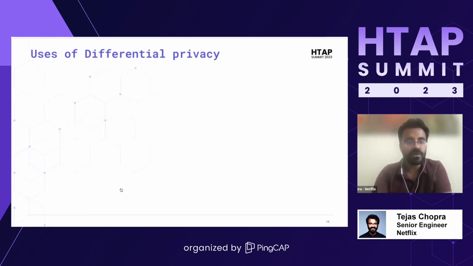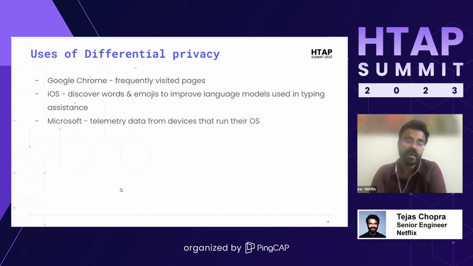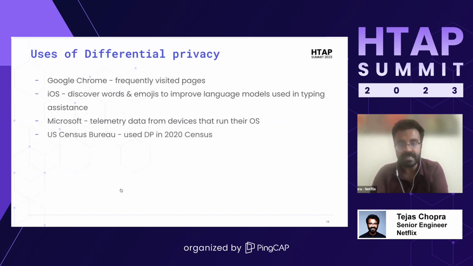And now let us move on to the uses of differential privacy. The two most important use cases that I have seen are Google Chrome using differential privacy for frequently visited pages, and iOS using it to discover words and emojis to improve the language models that are used in typing assistance. Microsoft also uses differential privacy to get telemetry data from devices that run their operating system. It was also used by the US Census Bureau in the 2020 census.